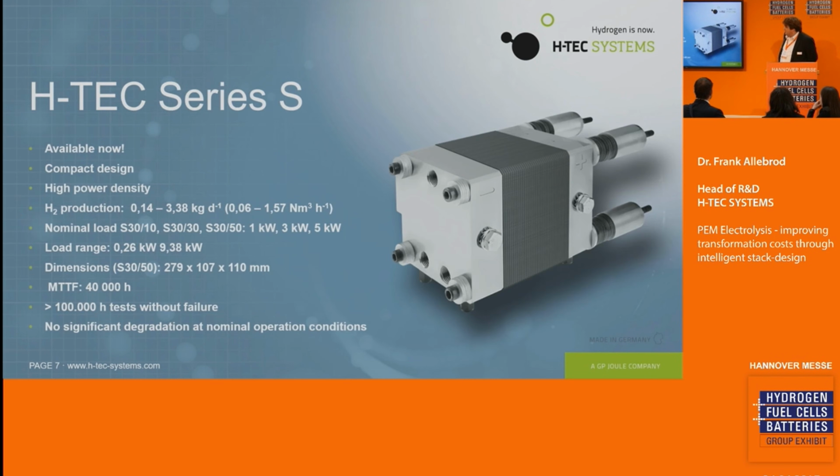So we did this, and the first result is what we are very proud of, that we are now able to sell a PEM electrolysis stack, the so-called HTEC S-series, with a weighted production of 0.40 to 3.38 kilograms of hydrogen per day. If you want to just have an S30/10, it comes with 1 kilowatt electric power.